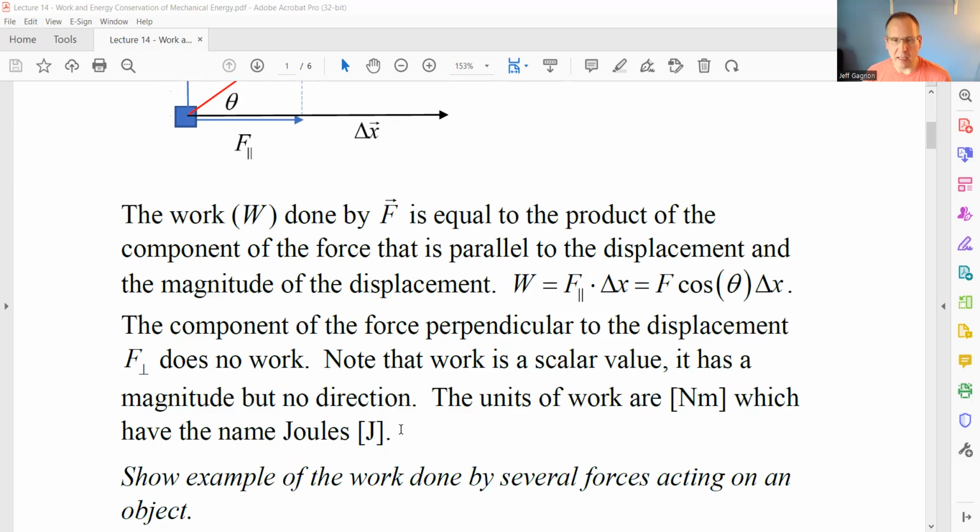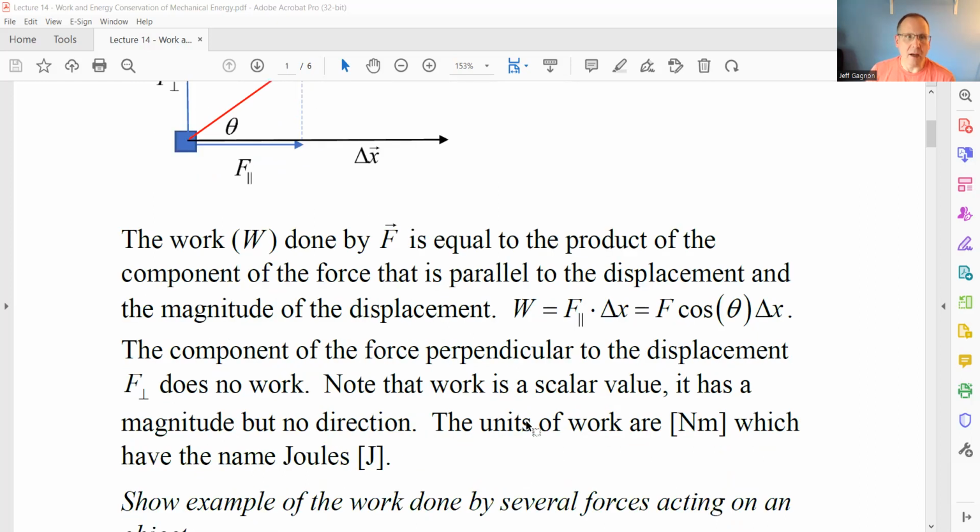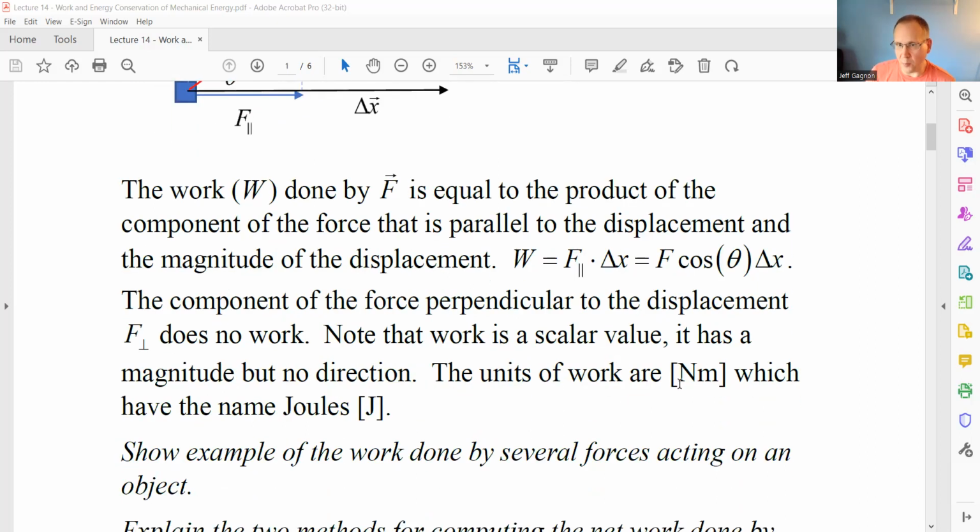Another thing to note is that work is actually a scalar value. So it has a magnitude, right, in units, but no direction, right? It's not a vector. It doesn't have direction. You calculate it by using two vectors, the force and displacement, but work itself is just a scalar value. Now, the units are, since it's a force times a displacement, it's Newton times meters, but that has a special name, which we call joules. So this capital J here means joules. So work is going to be measured in joules.